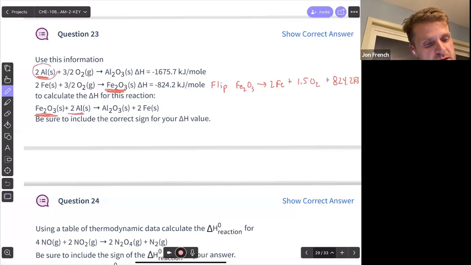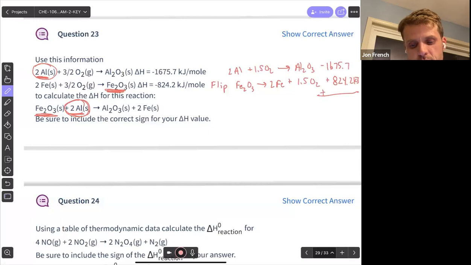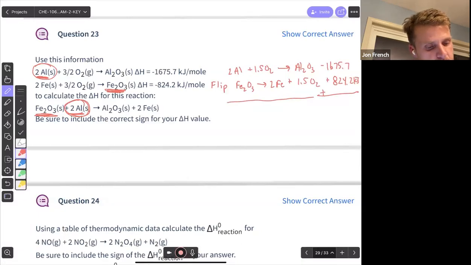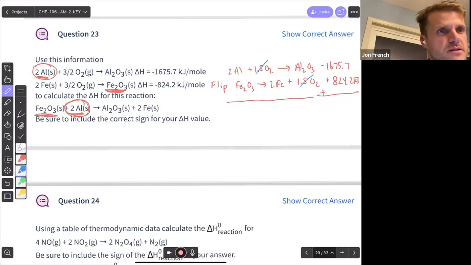Here I want aluminum as a reactant. Here I have aluminum as a reactant, so I can just use this equation as is, right? And that gives me 2 aluminum plus 1.5 oxygen goes to aluminum oxide, and that's negative 1675.7. Right, we add those together. Oxygen cancels out, and we're going to get our reaction.